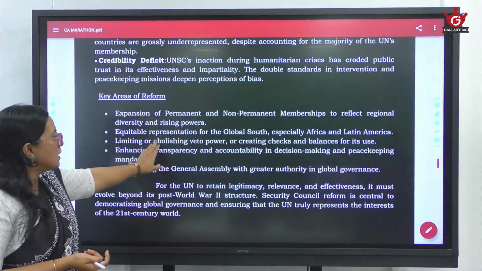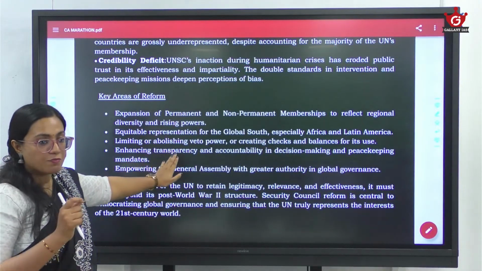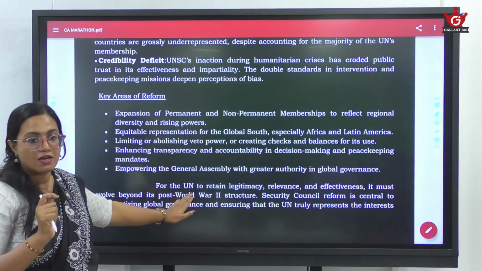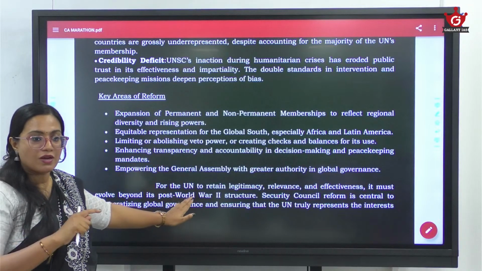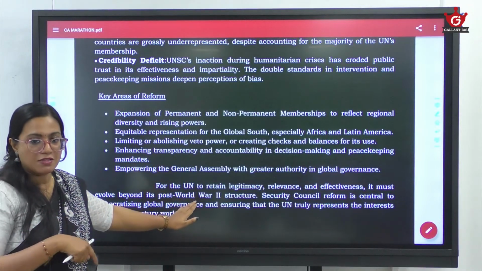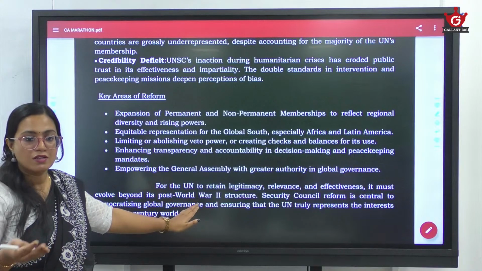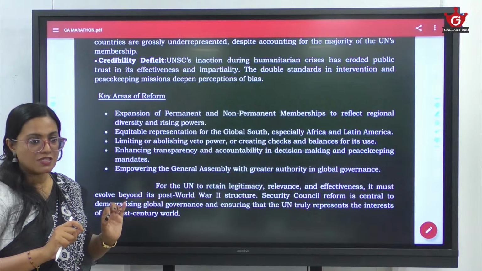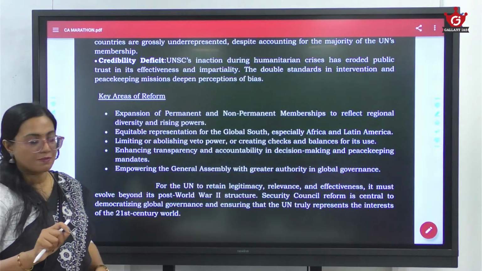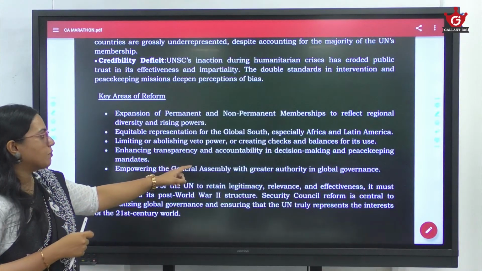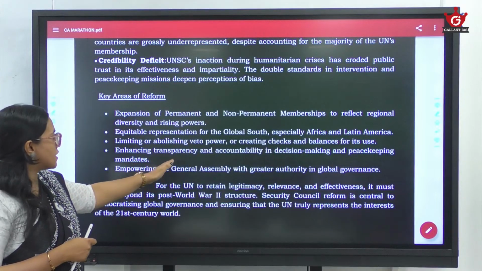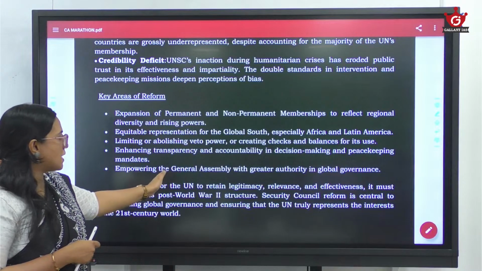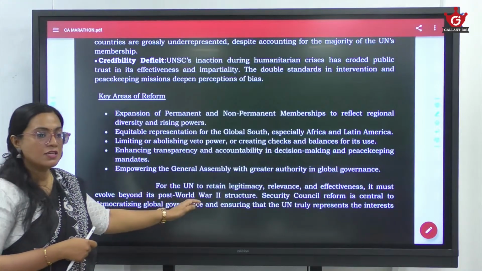See here, this is also just points. But if you see, these points actually give you an idea, right? You are not required to explain the statements to convey what you are trying to say. So either the point should be written like this, or it should be in a full sentence. Expansion of permanent and non-permanent memberships to reflect regional diversity and rising powers, equitable representation for Global South, limiting or abolishing veto power, enhancing transparency, and empowering the General Assembly.